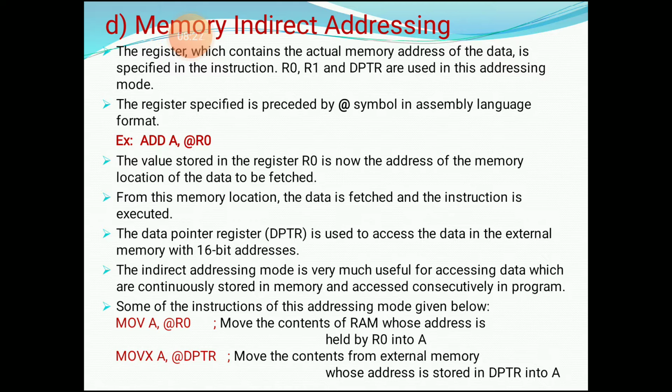This address is specified in the instruction, stored in R0, and the data is copied to the accumulator. Next one, MOVX A, @DPTR. This instruction accesses the data from external memory. This external memory address is stored in DPTR and the data is copied to the accumulator. So MOVX represents accessing the data from external memory.